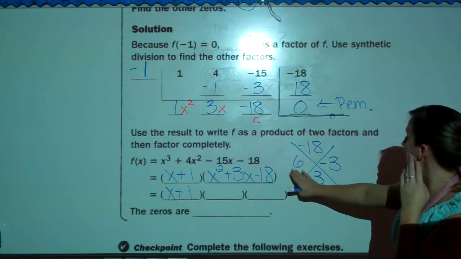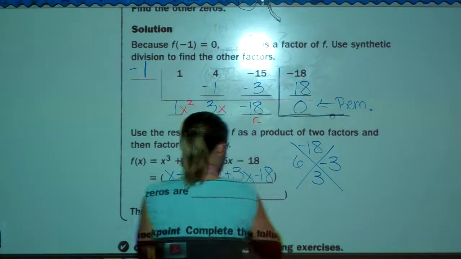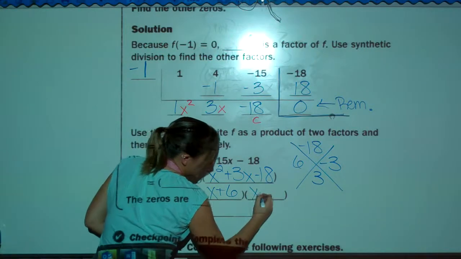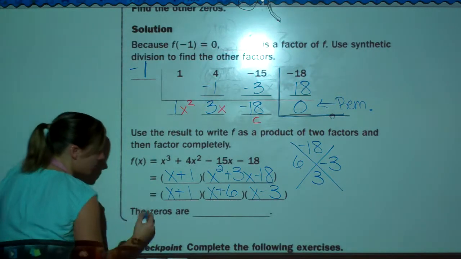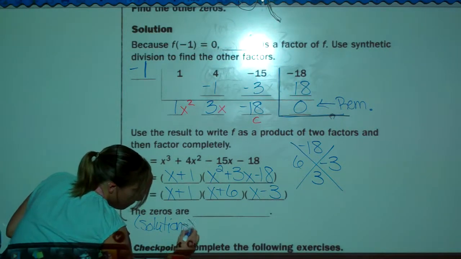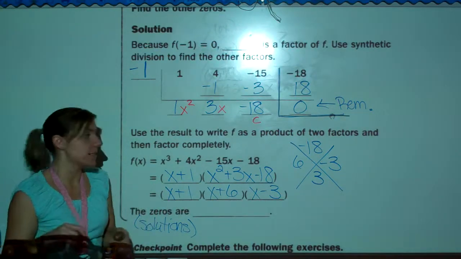So we know that the factors are 6 and negative 3 because they add to 3 and they multiply to negative 18. So since it's basic, it's just x plus 6 and x minus 3. Okay, and so therefore the zeros or solutions are the opposites of those because it's just a basic one-step equation.